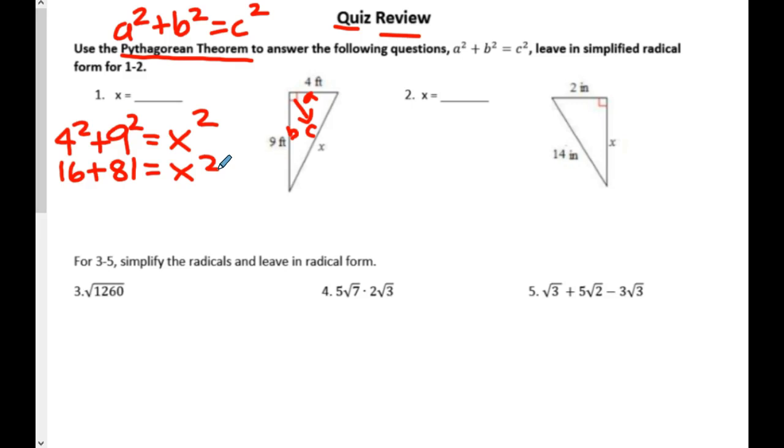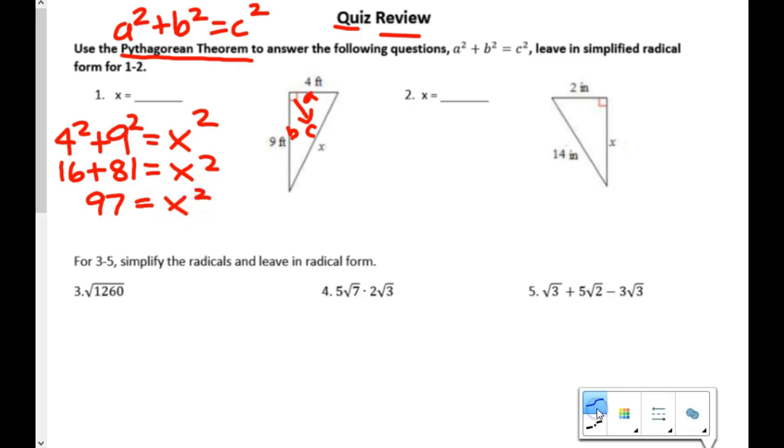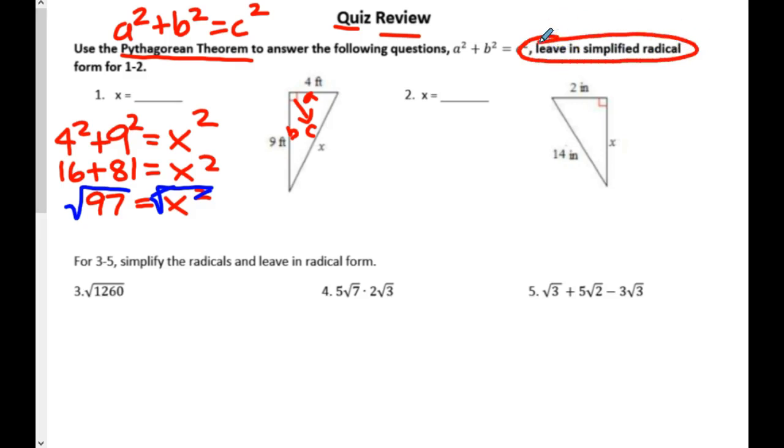I'm going to combine those like terms. The 16 plus 81 is on the same side of the equal sign, so I can actually add them up, and I'm going to get 97. To get rid of that square, I'm going to do square root. It cancels out the square. And if I do it on one side, I've got to do it on the other side. And then the question becomes, can I reduce 97? We cannot, and it says to leave it in simplified radical form. So guess what the answer is? Square root of 97. Okay, that's it.